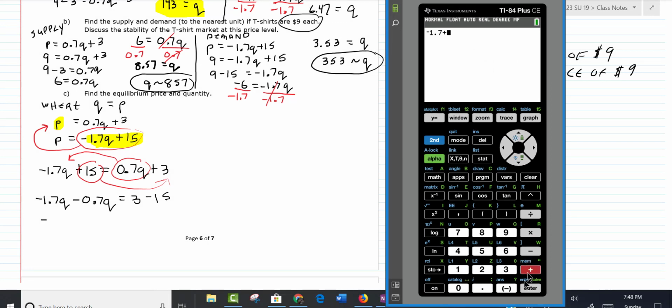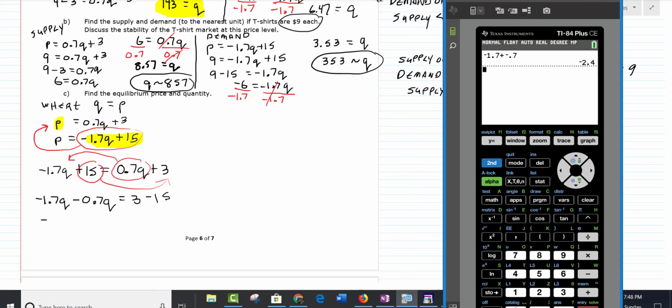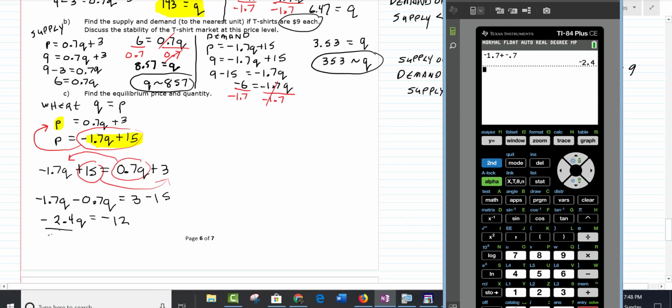I'm really tacking on a negative 0.7. Okay, so that's negative 2.4. So I've got negative 2.4q equals, and then 3 minus 15 is negative 12. Then I can divide both sides by negative 2.4 and go to my calculator, so that'll cross that out.